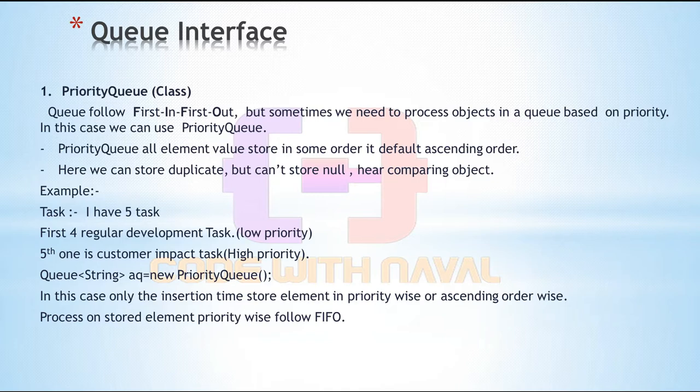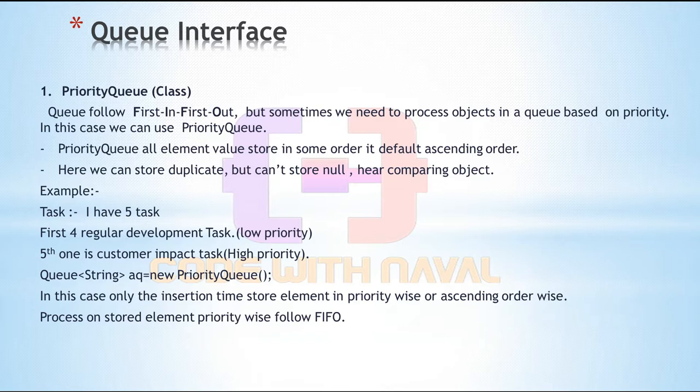In a PriorityQueue, all element values are stored in some order. It's a default ascending order. Here we can store duplicates, but we can't store a null value because comparison is required for storing in order. For storing in ascending order, a comparison is required. Here the first element is compared with the second element, and if we store a null value, then it will throw a NullPointerException.